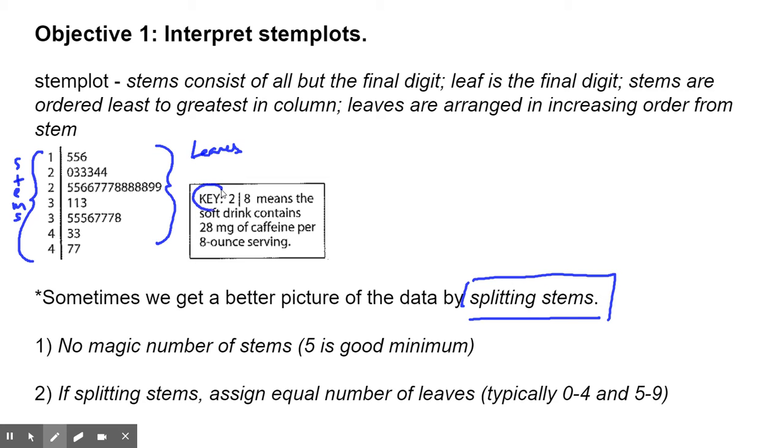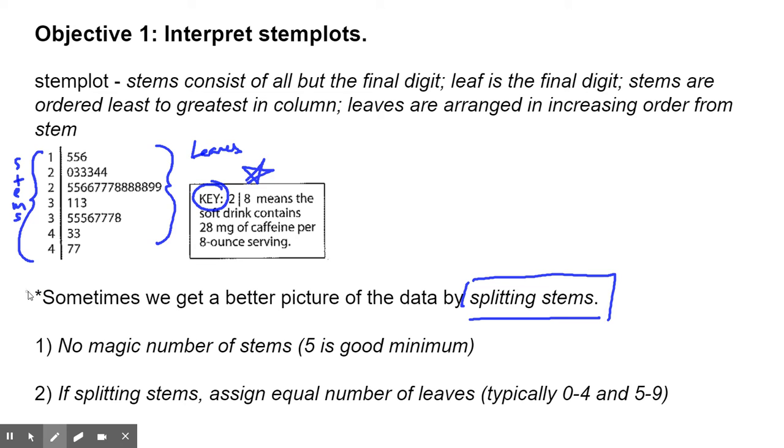This is very important. You must have a key with every stem plot. That is how you read the stem plot. So it gives you an example. It says 2 bar 8. So 2 bar 8 means the soft drink contains 28 milligrams of caffeine per 8-ounce serving. The 2 is the stem, and that's the tens digit, and all the leaves represent the ones digit. Sometimes these are percentages, sometimes they're decimal numbers, so be very careful when you look at the key.